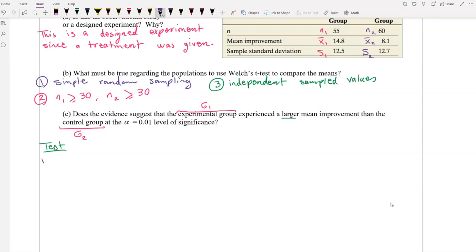Step 1. We should know what is null and alternative. Null is mu1 equal to mu2. Mu1 is for group 1, mu2 is for group 2. Now here it says experimental group larger than what we have for control group. So mu1, which is for group 1, that is greater than mu2, which is for group 2.